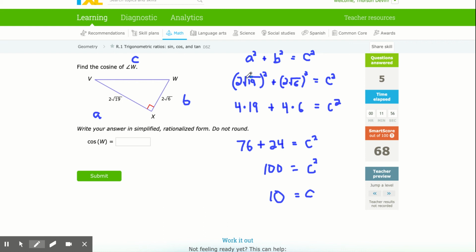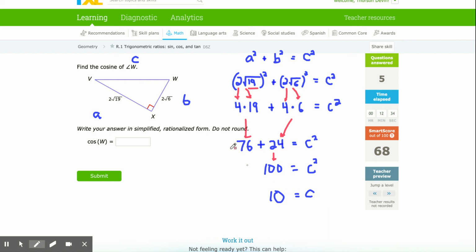Now, I have some square roots involved, so when you square, be very careful. I have to square the 2, that's 4. But the square of the square root just cancels, leaving 19. So I have a 4 times 19. And again, please pay attention and look at this. This 2 got squared, but the square root got canceled, which means I'm just left with the 19. This 2 got squared, that gives me 4. The square root gets canceled, leaving just the 6. So 4 times 19 is 76. 4 times 6 is 24. I add those, I get 100 equals c squared.